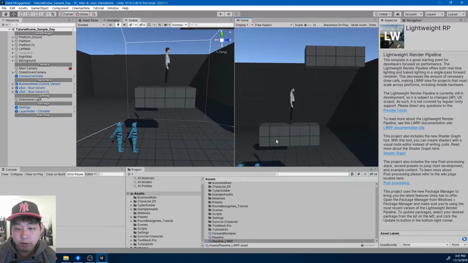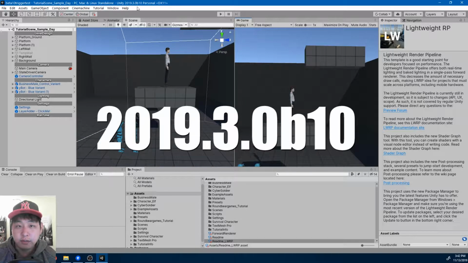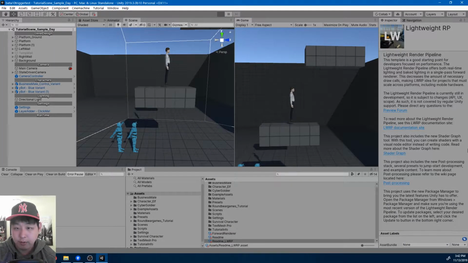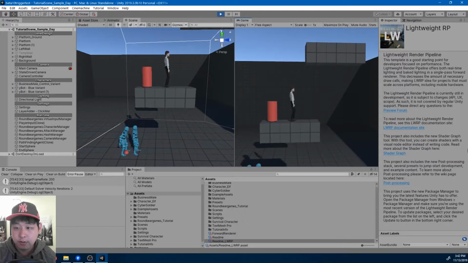Here I have Unity 2019.3 beta. It's a 0b10 version. I'm not going to commit this, I'm just trying it out. But I'm happy that OnTriggerEnter is now working again.